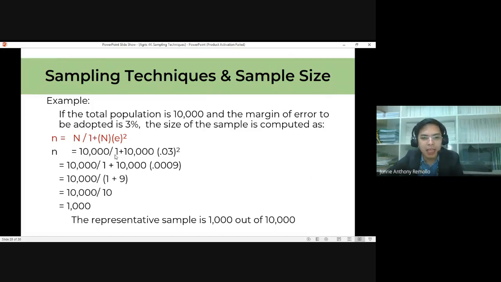Apply the MDAS: you get the square of 3%, so you multiply 3% by itself. It will result in 0.0009. After which, you multiply it with 10,000, which is the value of your population, and then add 1. So 10,000 divided by 10 equals 1,000.